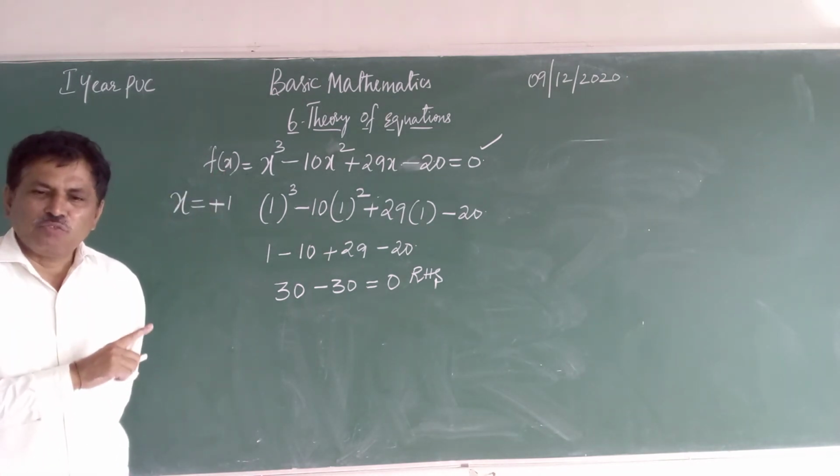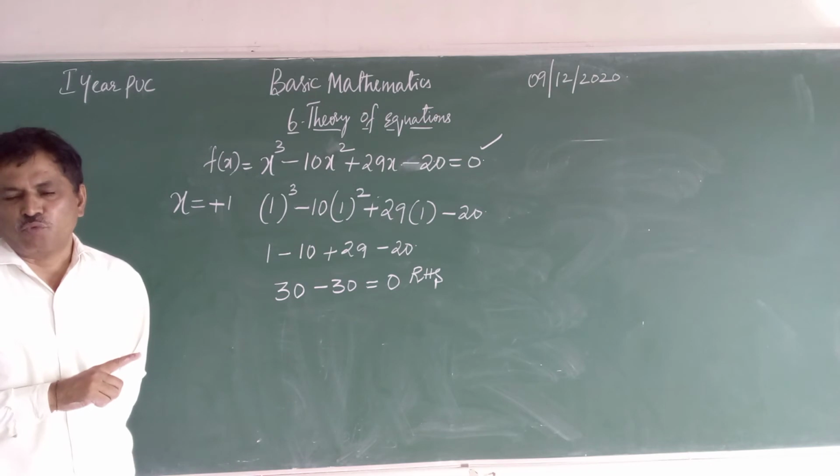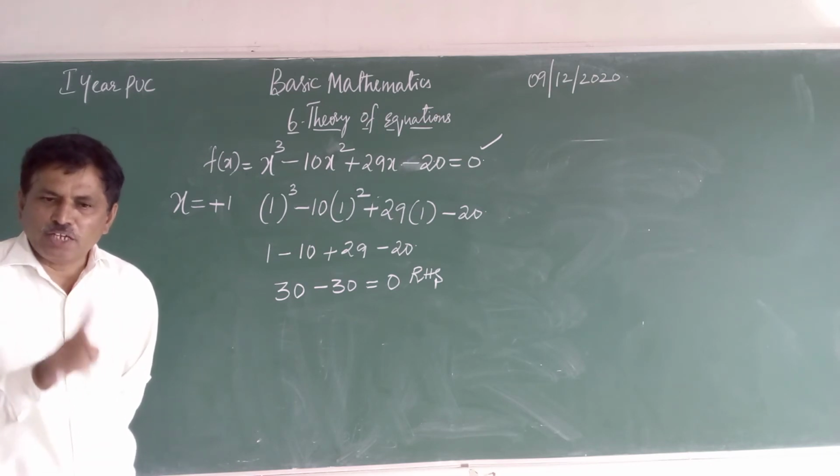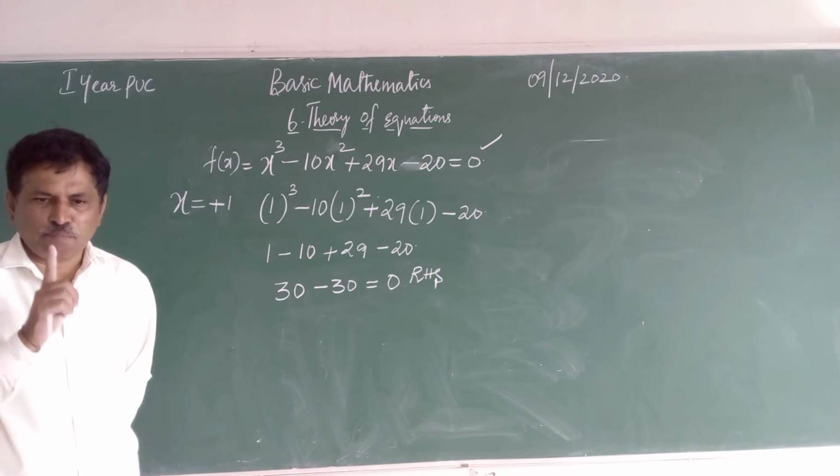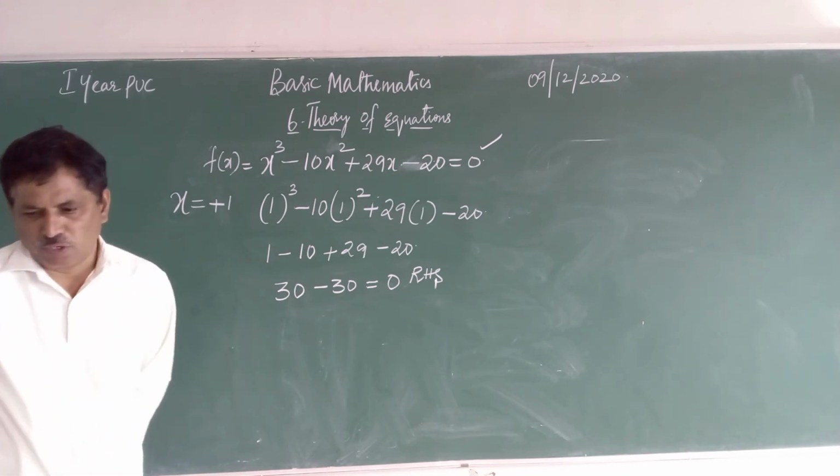Once you get that, we have to find the quotient in the form of a quadratic equation and the remainder should be 0. That should be done by the synthetic division method. Okay, please copy down this one.